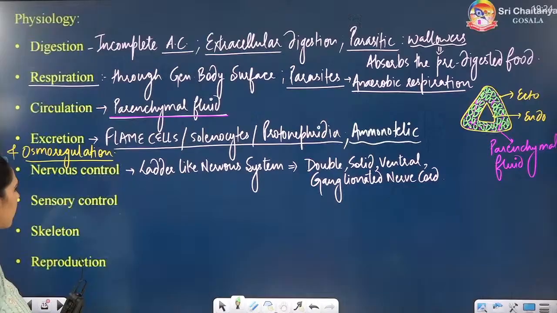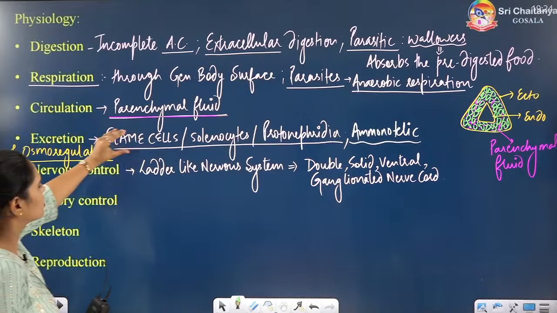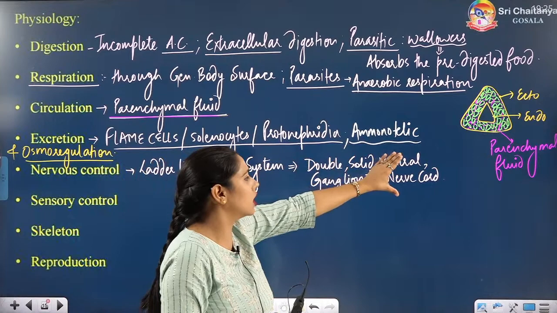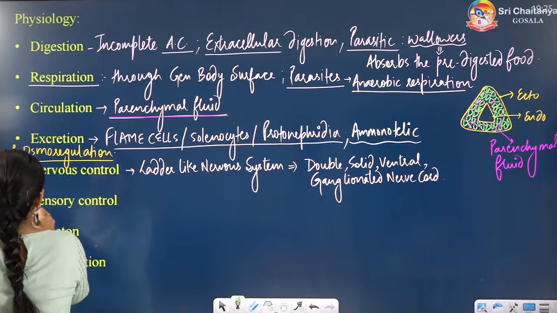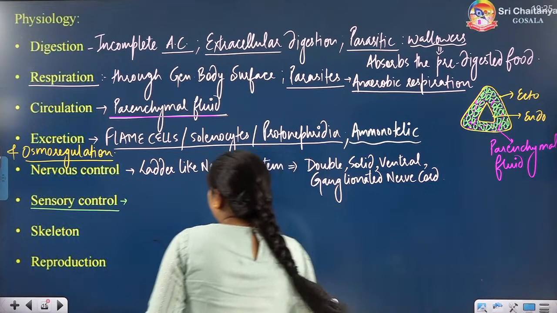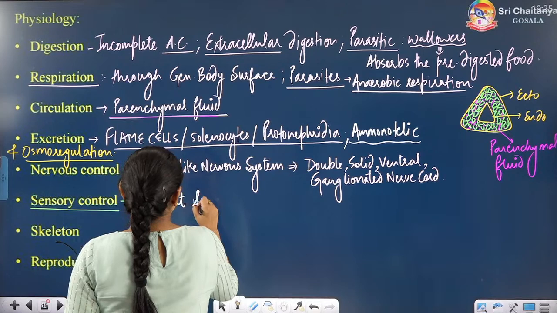So, what do you have to exactly remember? You have to remember that excretion and osmoregulation is done by flame cells. Nervous control is done by the double solid ventral ganglionated nerve cord. All right. Coming to the sensory control, they have different sensory receptors.